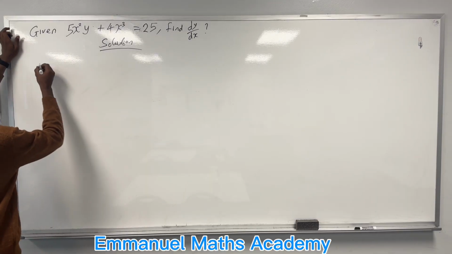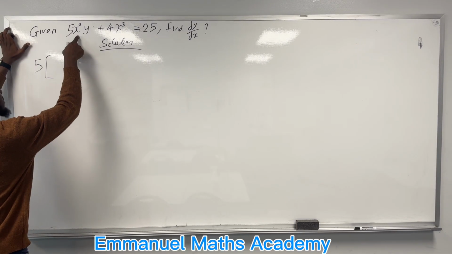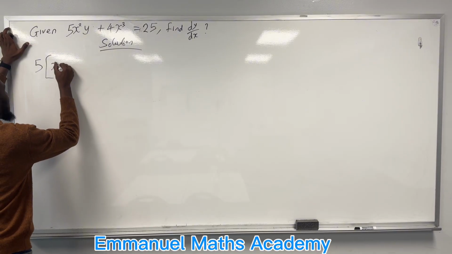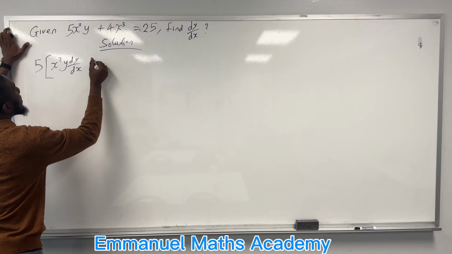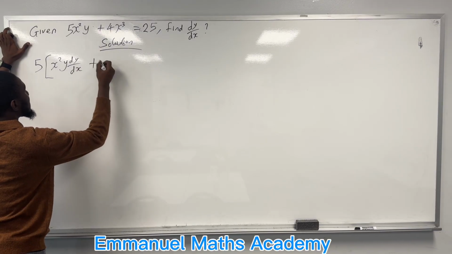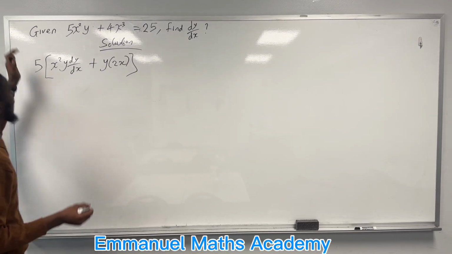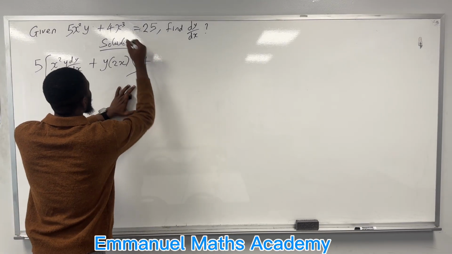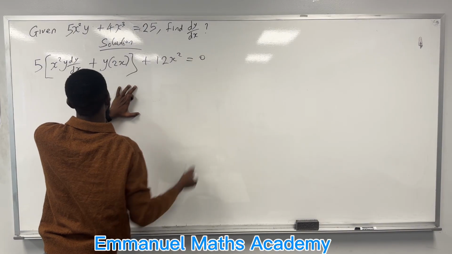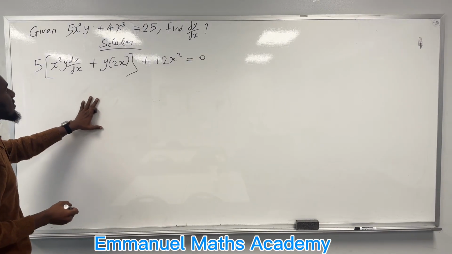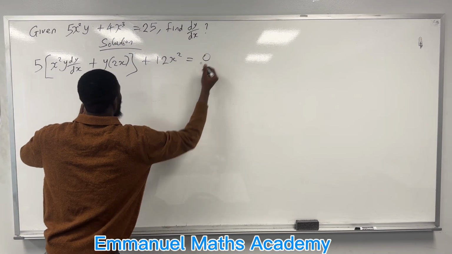So from here we have what? Let's keep 5 outside. Okay? So if you keep x squared y, differentiate this, you have x squared y dy/dx, plus keep this, differentiate this, you have y times 2x, right? Then for this one you have 12x squared, equal to, this will be 0, because this is a constant. If you differentiate a constant, you get 0.